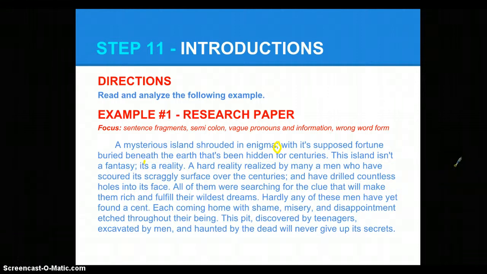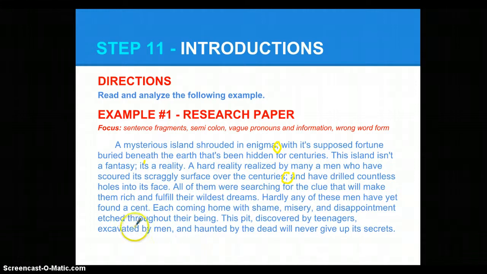A hard reality realized by many a men who have scourged its scraggly surface. I like that. Over the centuries, and have drilled holes, watch out for the semicolon, in its face. All of them were searching for the clue that would make them rich and fulfill their wildest dreams. Hardly any of these men have found a cent, each coming home with shame, misery, and disappointment etched through their being. They have really great word choice.